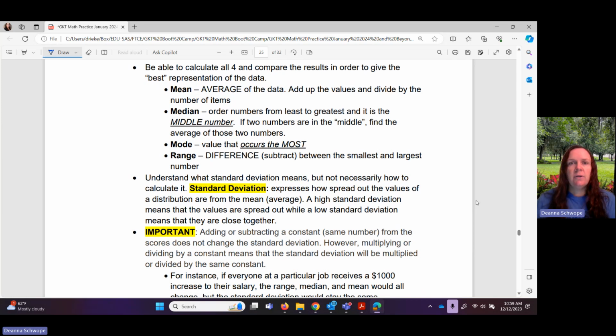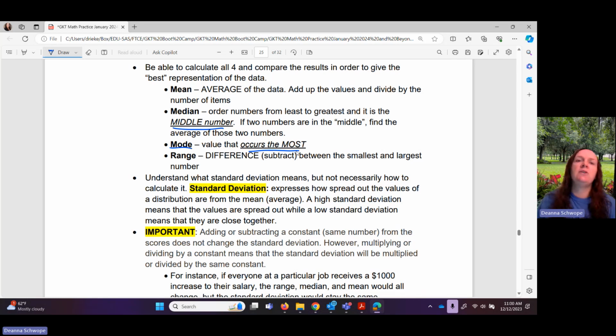So the areas of central tendency: average is the mean, so adding up the numbers and dividing by how many there are. The median is the middle number, so making sure you're putting them in order from least to greatest and finding the middle. The mode is the one that occurs the most, so it's not the greatest, it's the one that occurs the most. The range is the difference between the smallest and the largest.